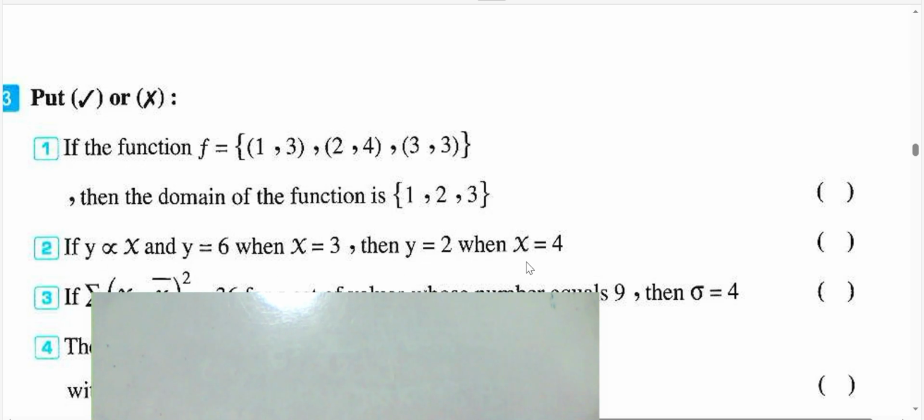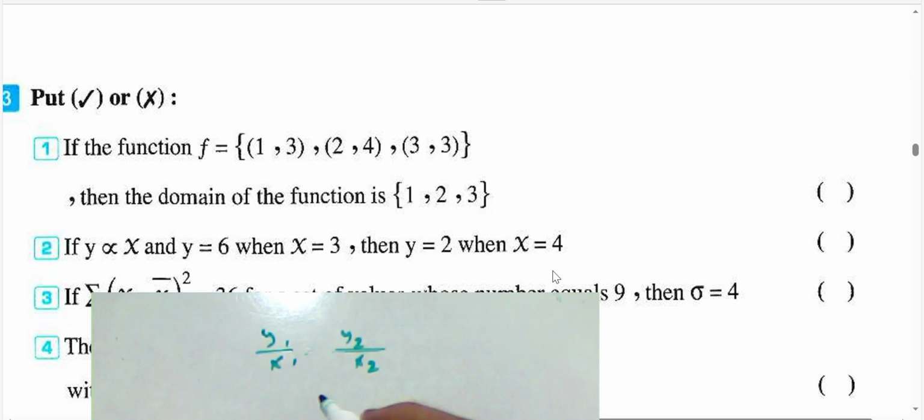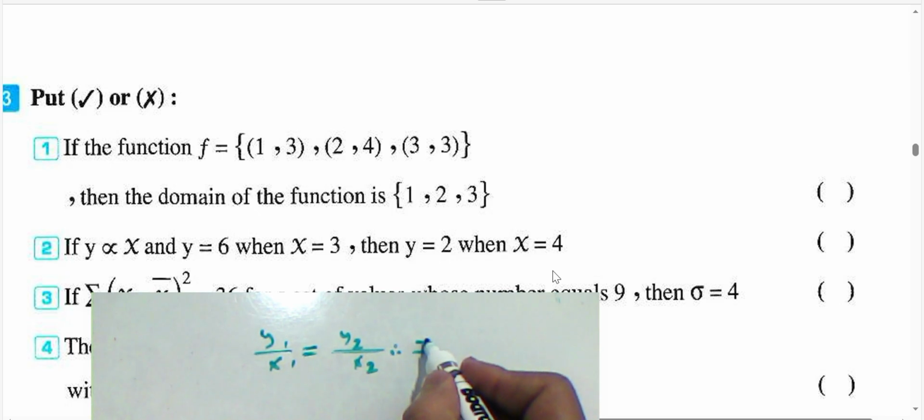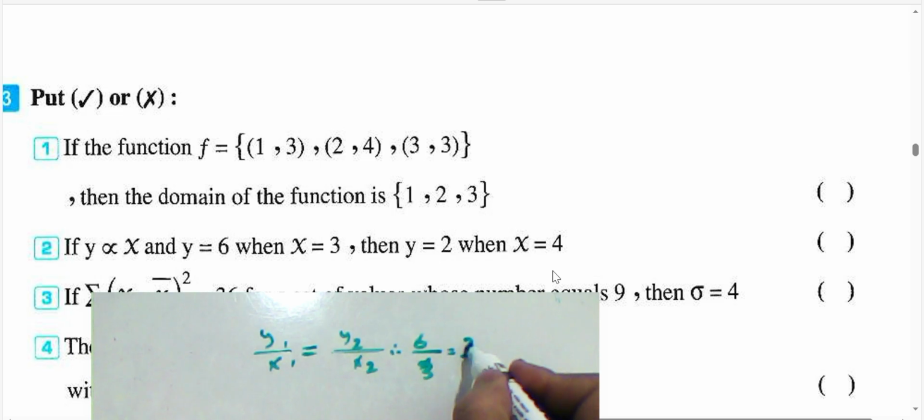Next question, number 2: if y is directly proportional to x and y equals 6 when x equals 3, then y equals 2 when x equals 4. You can write the relation between them: y1 over x1 equals y2 over x2. When y equals 6, x equals 3, and y2 equals 2 when x equals 4. 2 over 4 is not equivalent to 6 over 3, because 2 over 4 is a half, and 6 divided by 3 equals 2. Then we must write false here.